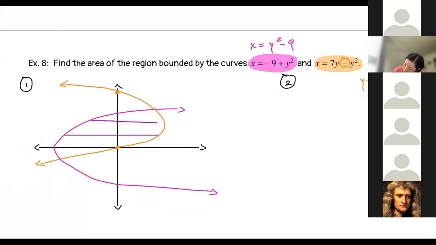What about this one? And this one? This one and this one. I don't think those have the same top and bottom functions. But what do they have? What do all of these purple rectangles share? The same left and right functions, okay?